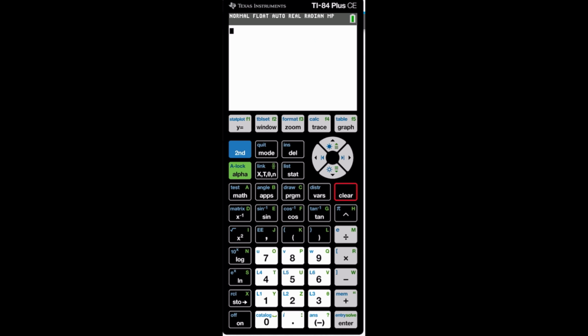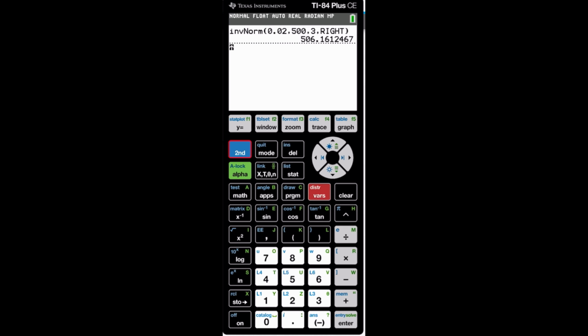So on the calculator, you're going to go second, vars, option 3, which is inverse norm. The area is 0.02, the mean is 500, the standard deviation is 3, and it is tail right. So you're going to press enter, then go down to paste. And so the answer is 506.1612467.